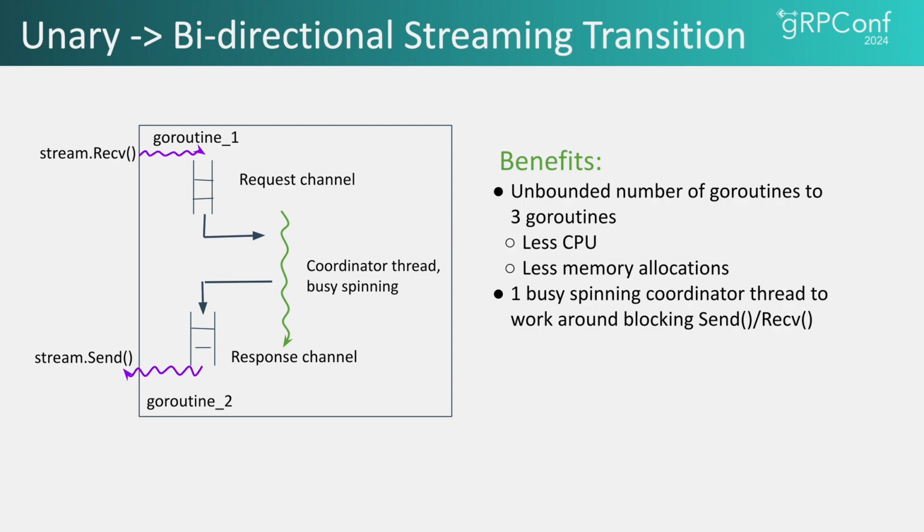And to avoid getting scheduled off of the CPU, when there's no request to process, it engages in busy spinning. And this approach resolves the issue of unbounded number of Go routines, and it delivers responses in the same order as requests come in, which helps prevent unwanted tail latency spikes.